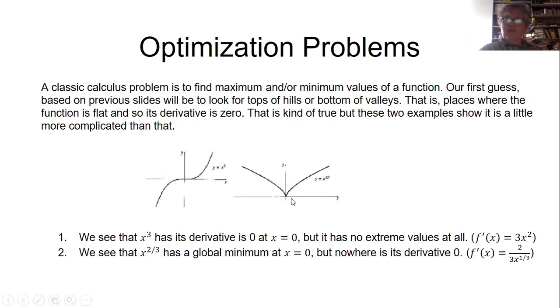Another example is x to the 2/3. Its derivative is 2/3 x to the minus 1/3. And if you look at it, there's what's called a cusp. There's a global minimum at x equals 0, but nowhere is the derivative 0. So basically, these are the only kinds of things that can go wrong. So we've got to just take these into account.